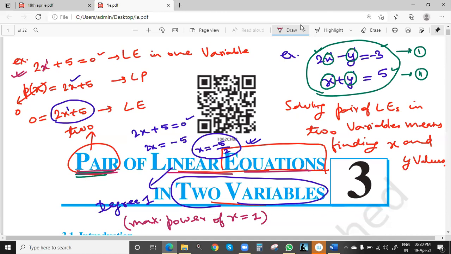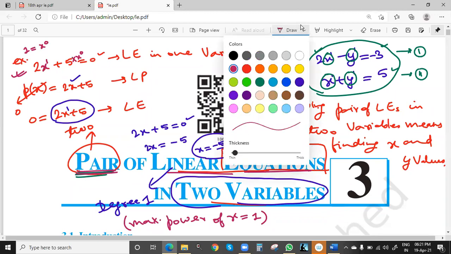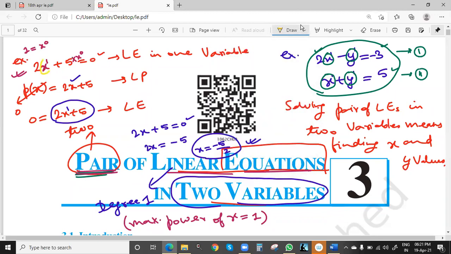because here we can also write this 5 as 5 into x to the power 0, because 5 into 1, and 1 can be written as x to the power 0. So 0 is less than 1, and the maximum power of x is 1. So we can say degree 1, or maximum power of x is 1. That's why it is a linear equation. On the right side we have 0.